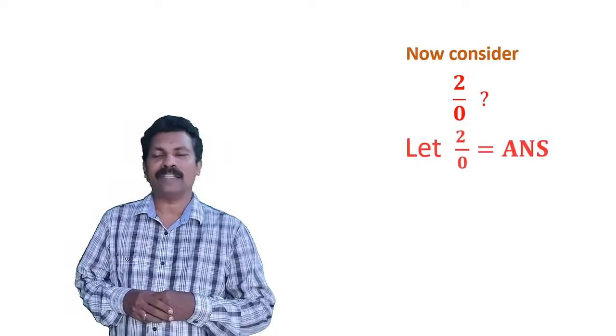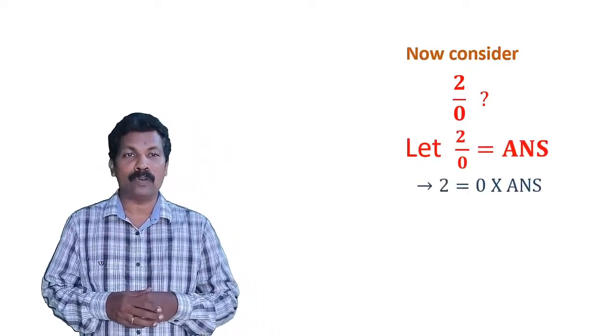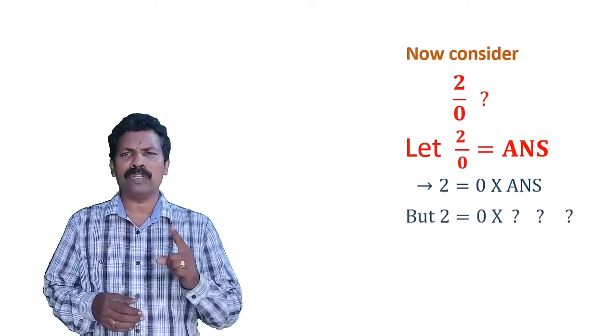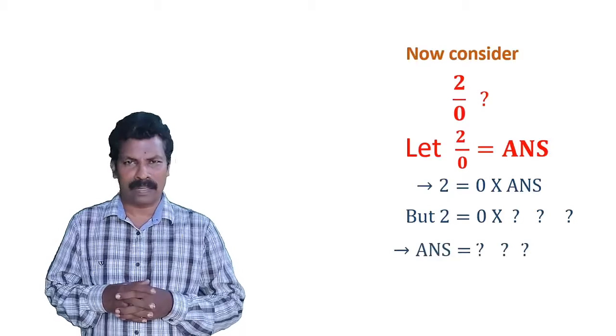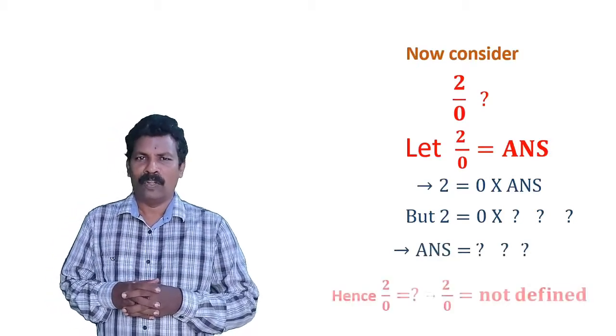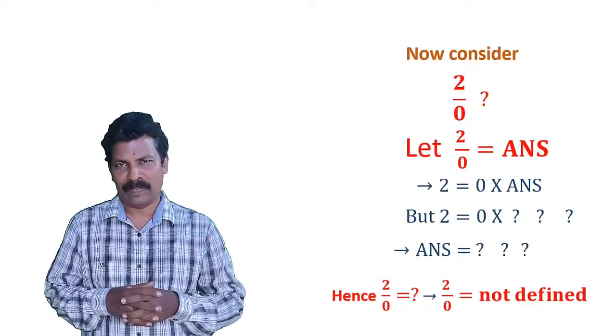Now consider 2 by 0. Let 2 by 0 be equal to answer. Then 2 is equal to 0 into answer. But 2 is equal to 0 into what? We are not having an answer here. So 2 by 0 is not defined.